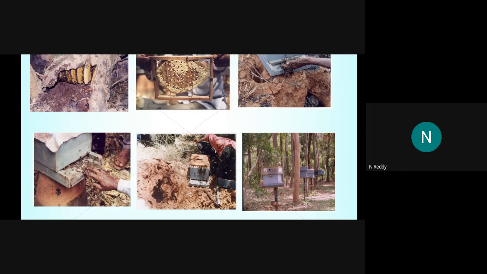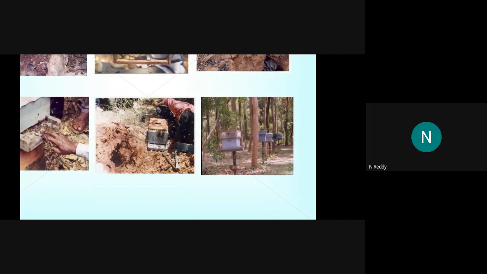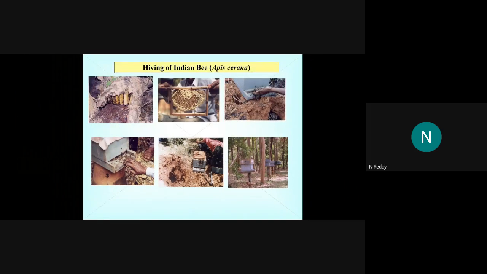So by sunset time, all the workers which have gone for foraging will come back and settle down in the bee box, so that after sunset we can take the box to our apiary and place it in a safe place on a stand.